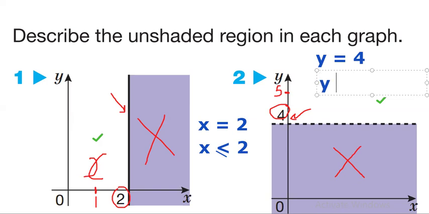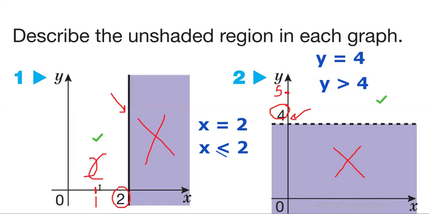So y will be bigger than 4, like this. Y is bigger than 4. And because the line is not connected, it means you're not supposed to put an equal sign under the inequality, the bigger than or smaller than sign. So focus on this. First, we have to write the equation of the line, and then check what is the part that we need. If they want the unshaded region, it means you have to work on the unshaded region.